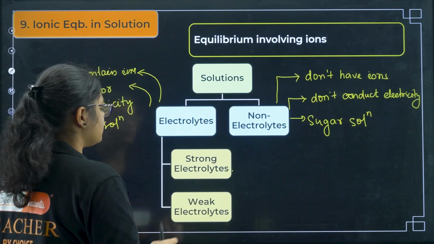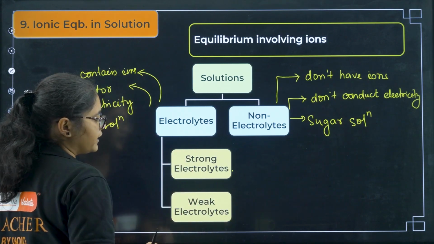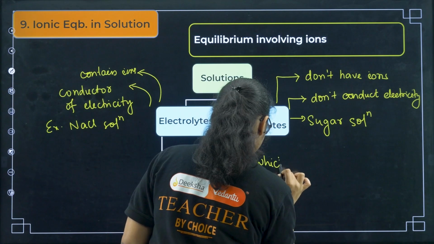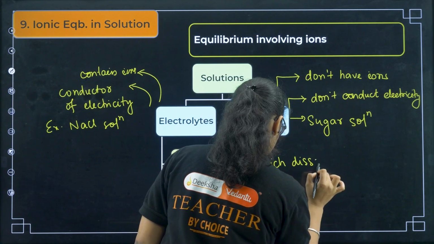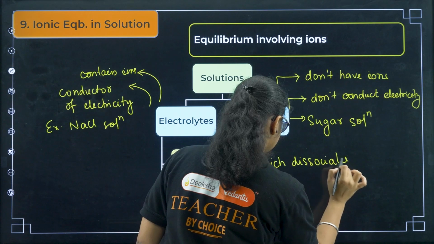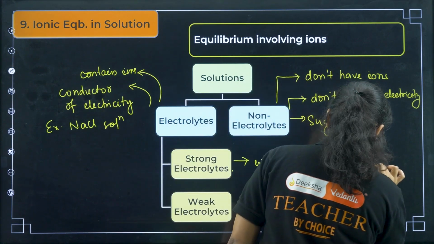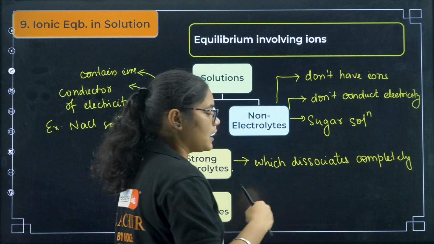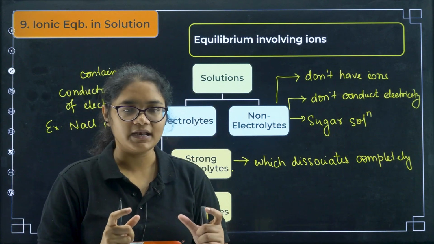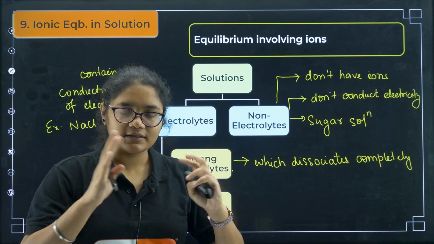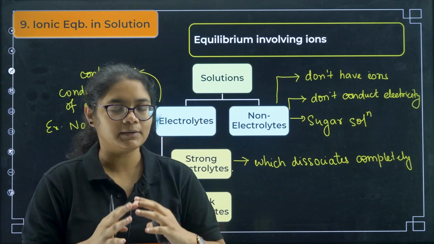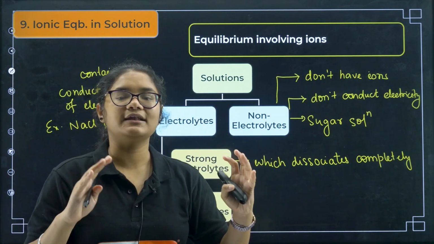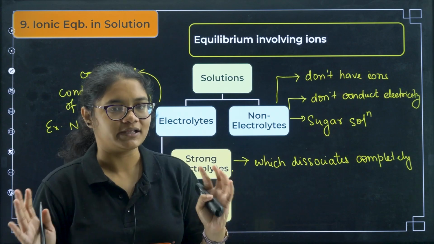Next, coming to strong electrolytes and weak electrolytes. Strong electrolytes are those electrolytes which dissociate completely. Means if you have taken 100% NaCl, in the solution there will be no NaCl, there will be only Na+ ions and Cl- ions. All of the NaCl has decomposed to give you ions.